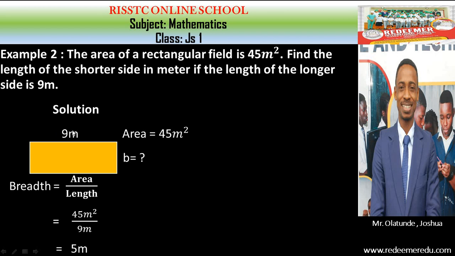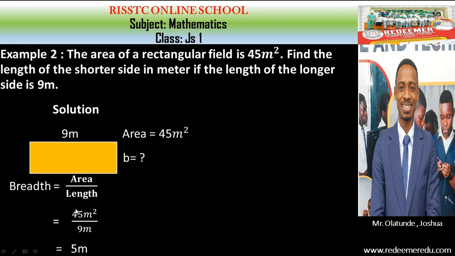Our length here is 9 meter. Our breadth is not given. You can see on the screen I put a question mark there. Area is given as 45 meters square. Now we have to find breadth. Don't forget the formula I gave to you to find breadth. Breadth equals area over length.